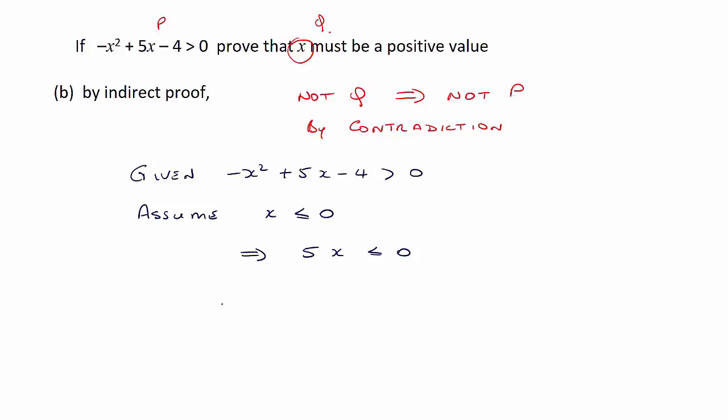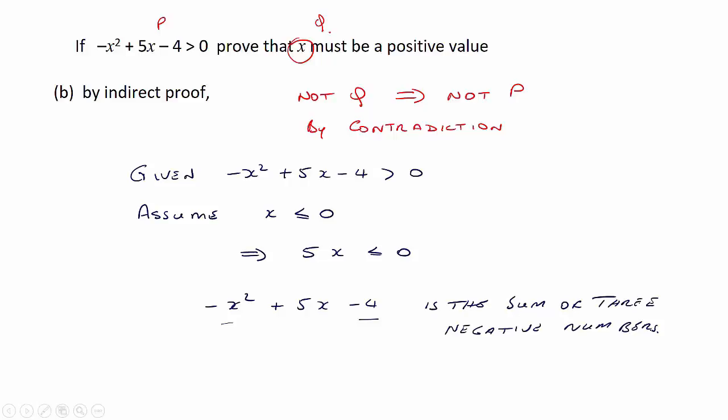We have minus x squared plus 5x minus 4. Well, we have a negative number there, a negative number there, and here if x is less than or equal to 0, then 5x is either a 0 or a negative number, so that our function is the sum of 3 negative numbers. And this would imply then that minus x squared plus 5x minus 4 is less than 0.